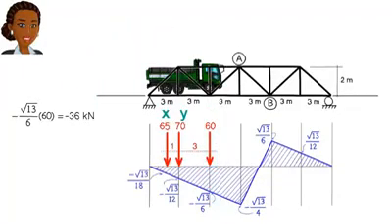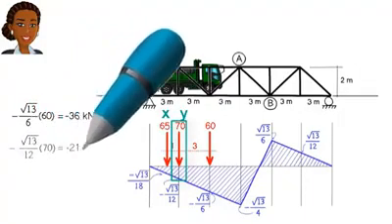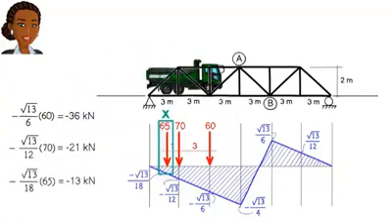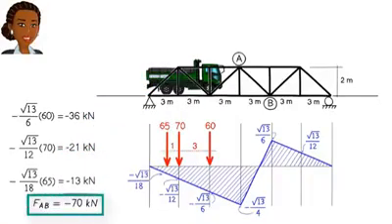And what would be the resulting axial force if we placed a load of 70 kilonewtons at Y? It would be negative 21 kilonewtons. Further, if we placed a load of 65 kilonewtons at X, the axial force in AB would become negative 13 kilonewtons. Therefore, if all three loads are present at the same time, the total axial force in AB becomes negative 70 kilonewtons. Now, one can ask, is this the largest possible compressive force that can develop in member AB?